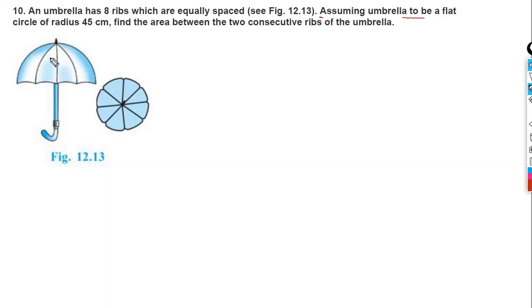If you open all these ribs, then the umbrella will become a flat circle like this, in which it has 8 ribs. So this is 1 rib, 2 ribs, 3 ribs like that. So how many sectors must be there? 1, 2, 3, 4, 5, 6, 7, 8 sectors will be there. Here the radius, or length of each rib, r is equal to 45 cm. Find the area between the two consecutive ribs of the umbrella. So this is nothing but the area of one sector.